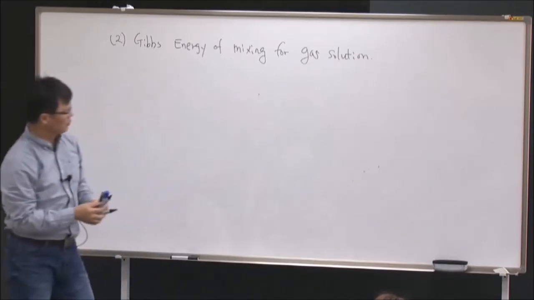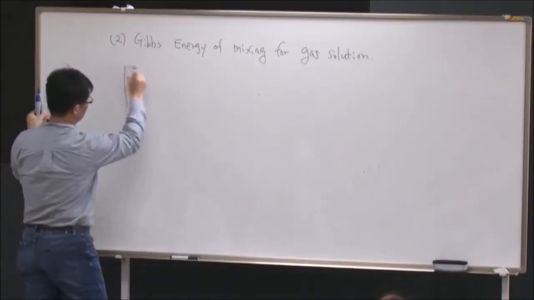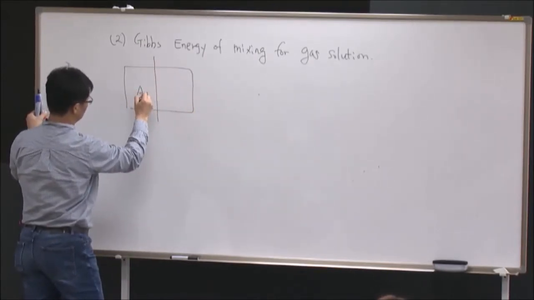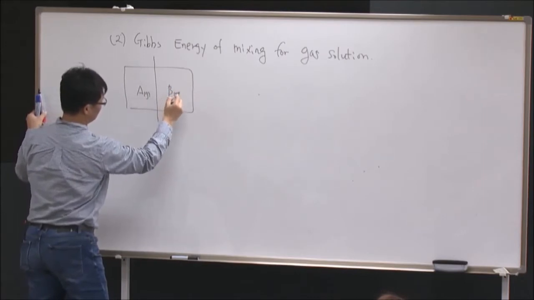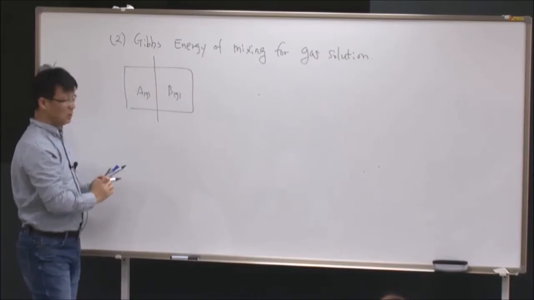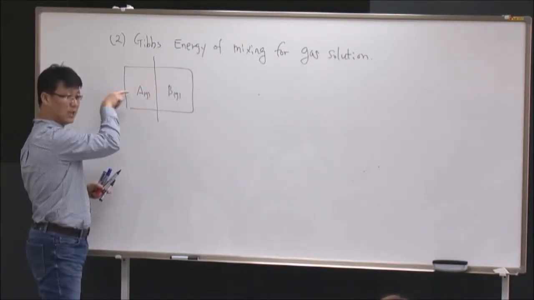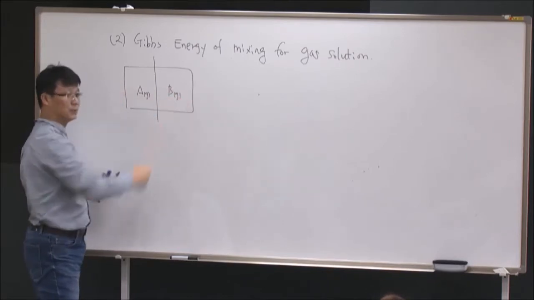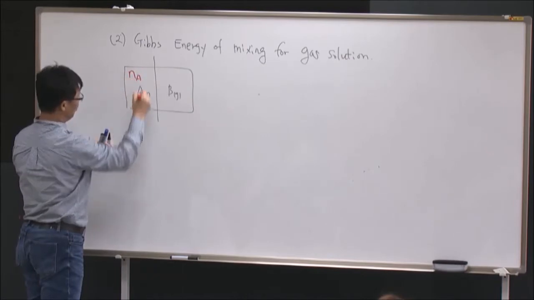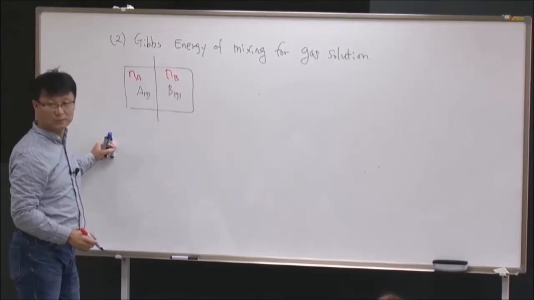Gibbs energy of mixing for the gas solution. Okay, so let's make a very ideal case. Let's assume I have an A gas phase here and a B gas phase. So I have one box and I put a barrier in the middle and then I inject the A gas phase on the left side, the B gas phase on the right side. Okay, and then I have NA moles of A and NB moles of B.